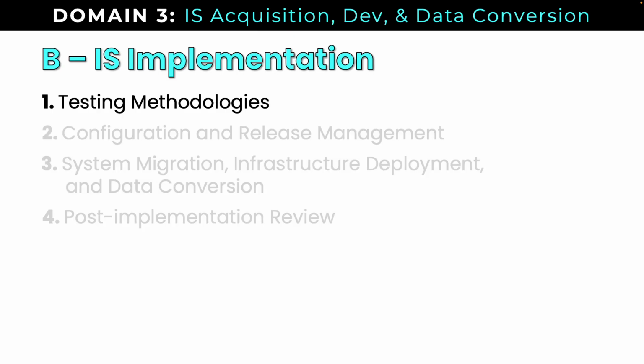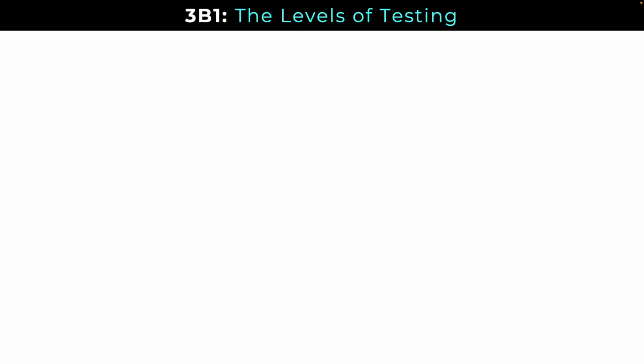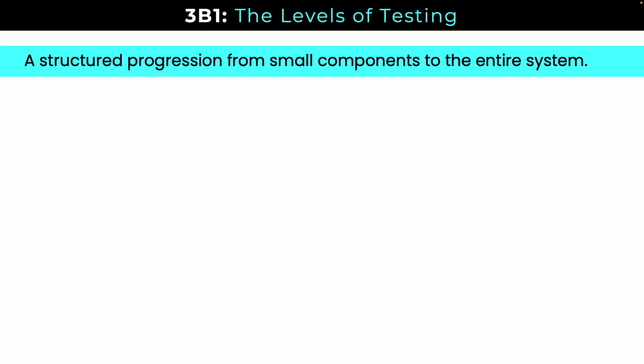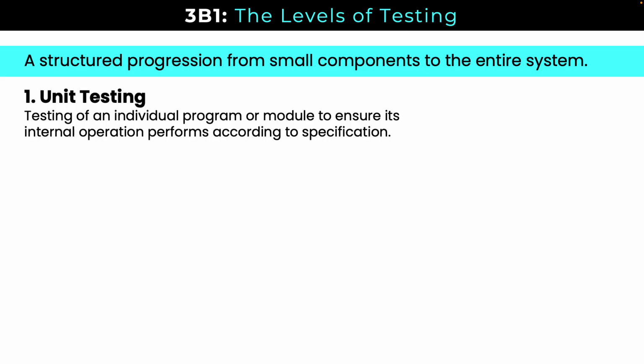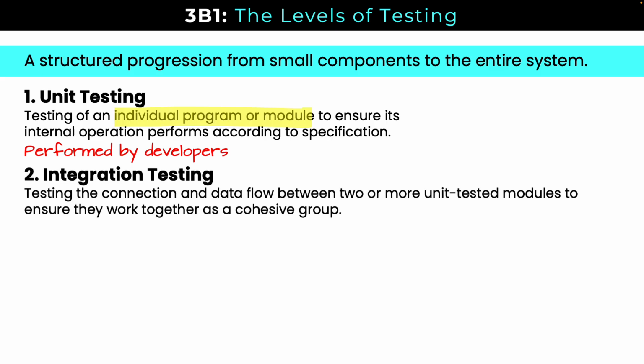But let's start with testing methodologies. Let's start with the levels of testing, really looking at this as a progression from small components on up to the entire system. So at the most granular level, we have unit testing. This is testing of an individual program or module to ensure its internal operation performs according to the specification. This is typically performed by developers. They're going to be closest to the expectation at a unit level. Integration testing, which is testing the connection and data flow between 2 or more unit-tested modules to ensure they work together as a cohesive group.